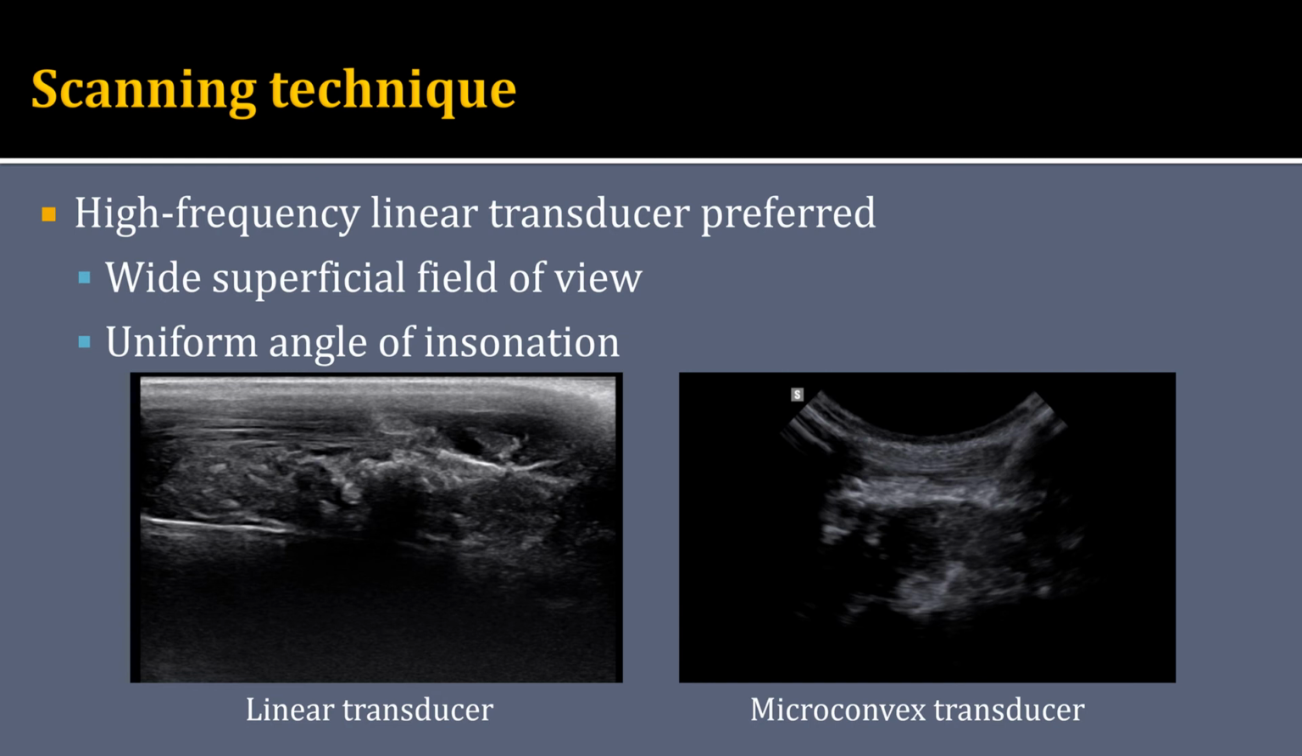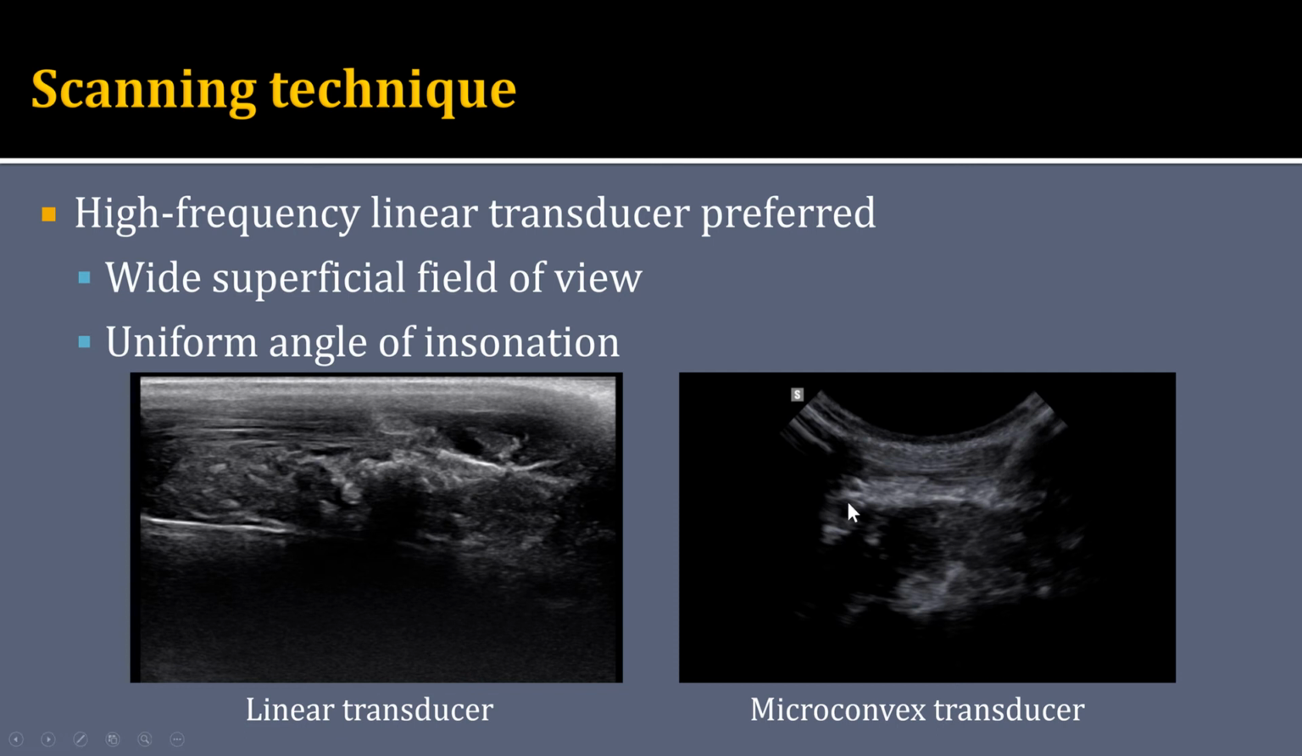The linear transducer is preferred for a few reasons. The first is that it provides higher frequencies, but then it also provides a wide superficial field of view. If you remember, the linear probes have this rectangular scan field of view, and that also allows for the uniform angle of inclination across our scan field of view. So we will get a similar appearance to our image from one edge to the next.